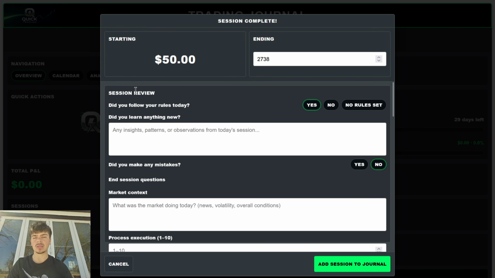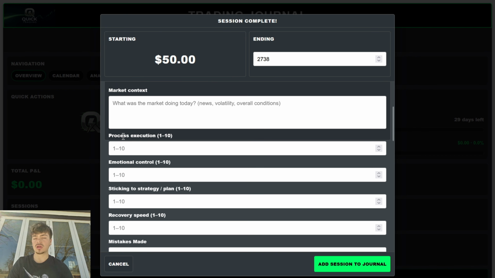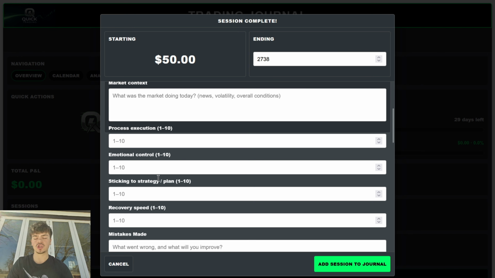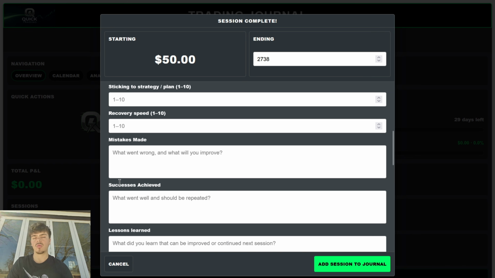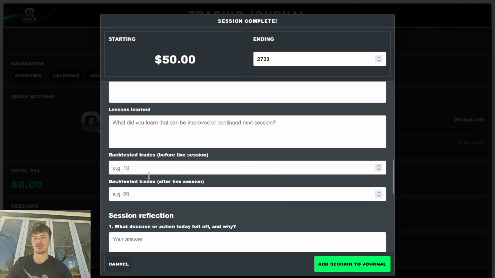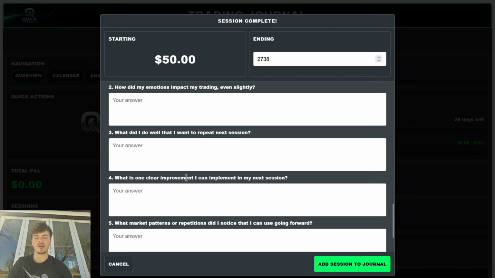You can see with the calculator, it asks you a bunch of questions like, did you follow your rules? Did you learn anything new? Did you make any mistakes? What was the market like? You can even rate your process execution on a scale of 1 to 10. Things like your emotional control, sticking to your strategy or your plan, your recovery speed, right? What mistakes did you make? What did you do right? What lessons did you learn? Did you backtest at all? And even plenty of other questions that you can reflect on from your session.